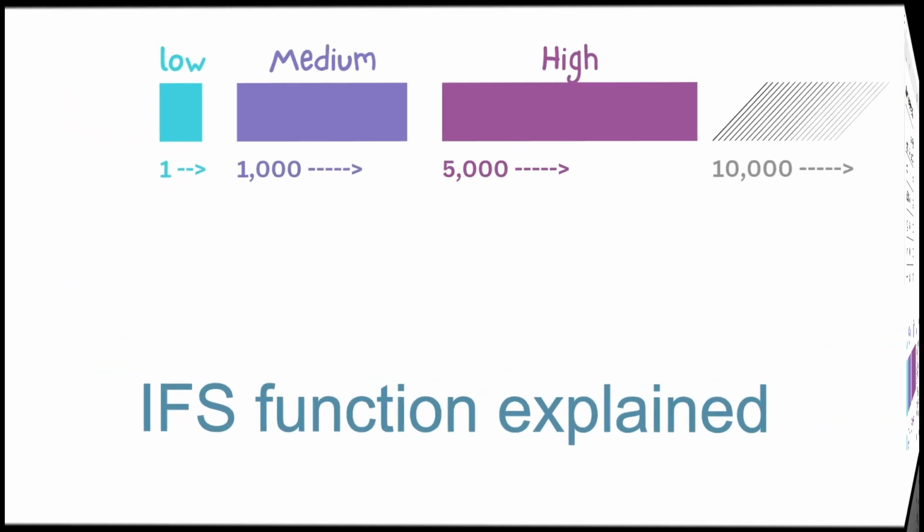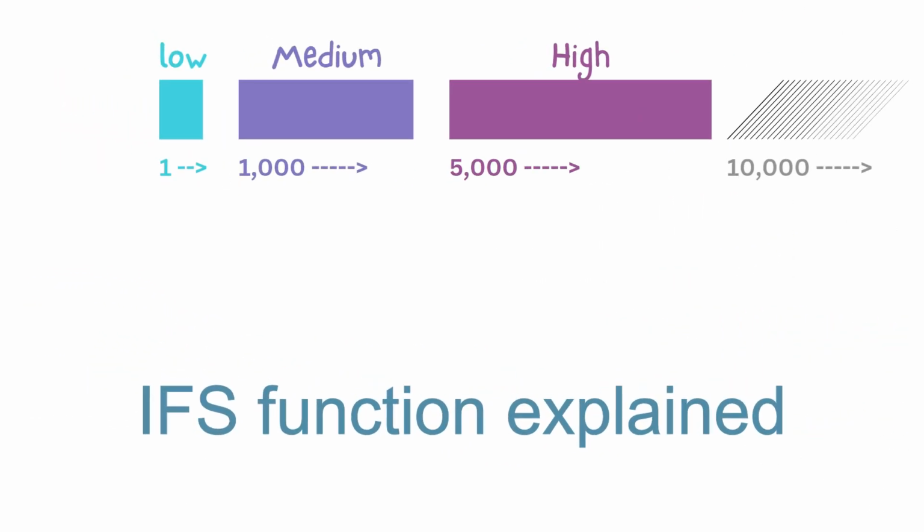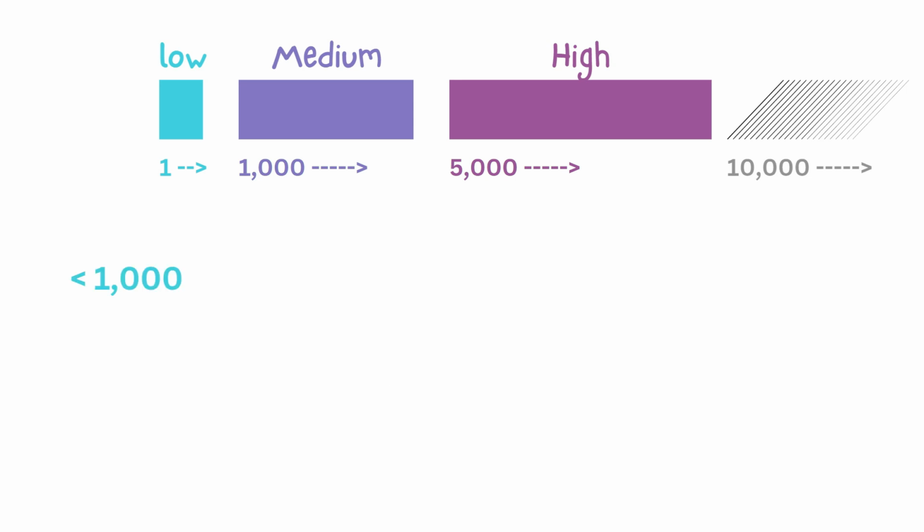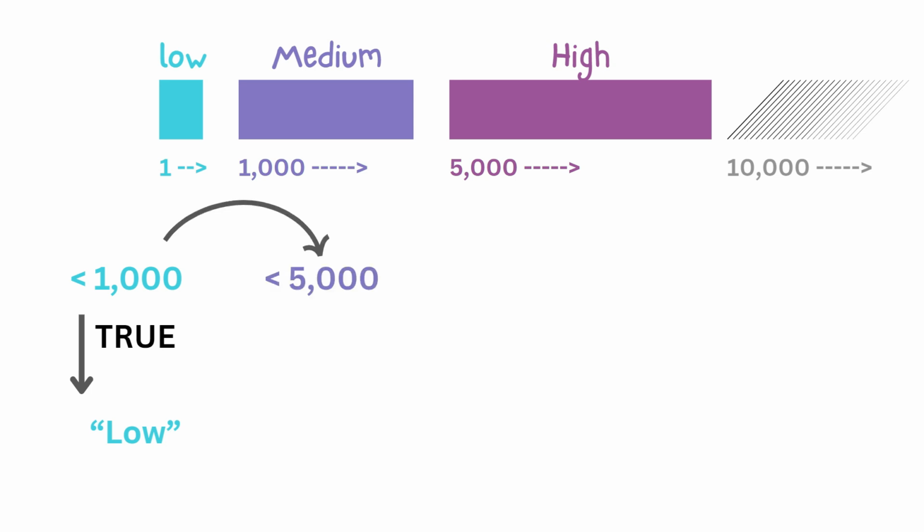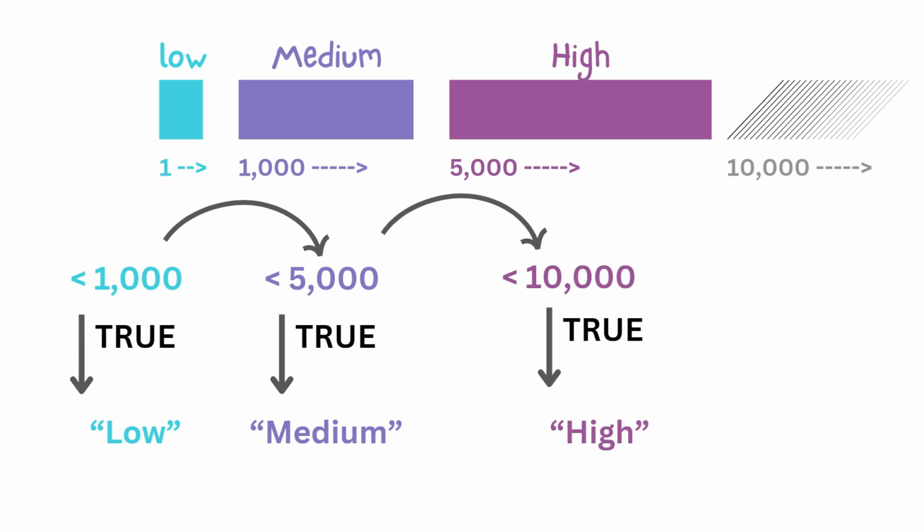When you write an IF statement, it is very important to do so in the correct order. First, are the sales less than 1,000? If true, then display low. Otherwise, are the sales less than 5,000? If true, then display medium. Otherwise, are they less than 10,000? If true, display high. That is how I think through the formula.